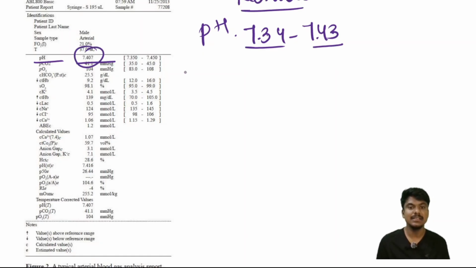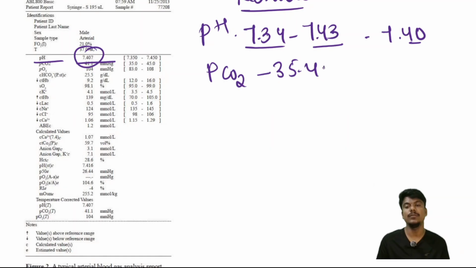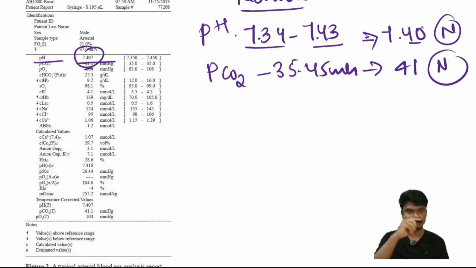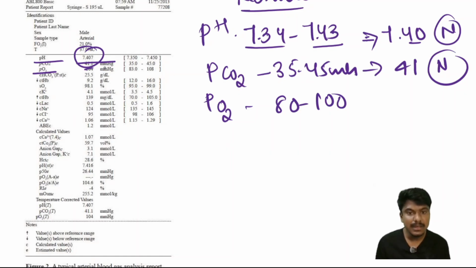Now we'll see how a normal ABG parameter will look. Here we are having a pH of 7.40, so pH is now normal. I told you PCO2 level is 35 to 45 mm of Hg. In this ABG report it is 41, which is normal. pH is also normal. The third parameter is PO2 level. I told you 80 to 100 is normal. Here you see 104, which is also normal.